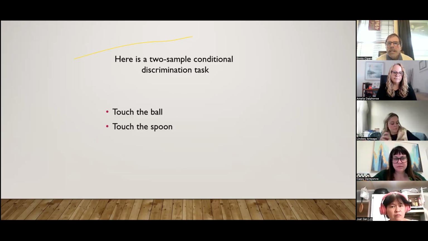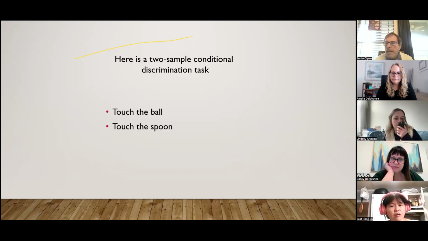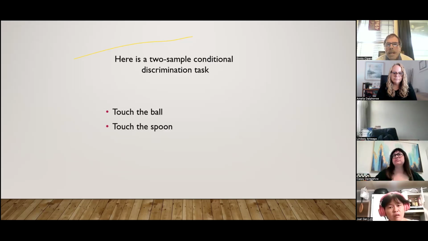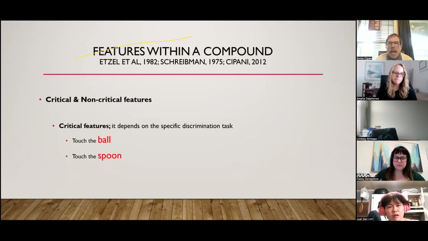All right. So here's a two-sample conditional discrimination task. It's conditional in the sense that what behavior you're going to perform is a function of which of these two things is presented. So touch the ball and touch the spoon. You can substitute other nouns that you may use, but I use these. Now, here's what you need to understand in terms of molecular analysis. There are basically two features or elements.